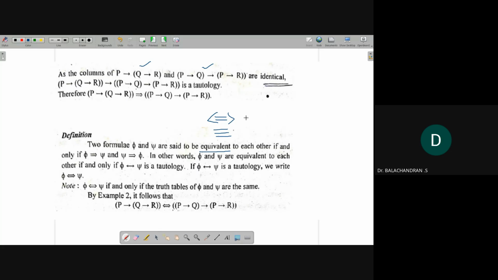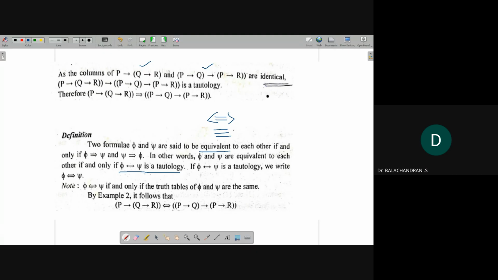Actually, to prove the two formulas are equivalent, you need to prove phi tautologically implies psi and psi tautologically implies phi. In other words, phi and psi are equivalent to each other if and only if phi biconditional psi is a tautology. So this is enough. If I prove this is a tautology, then phi and psi are equivalent.